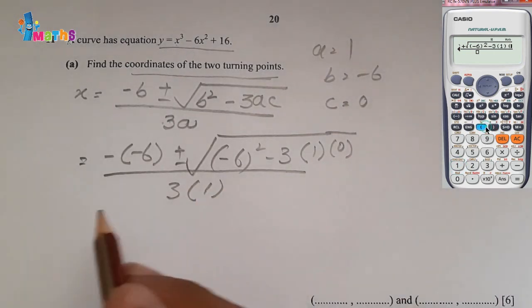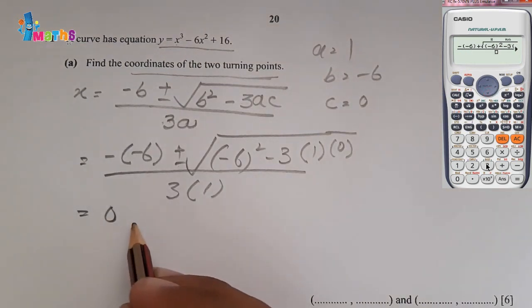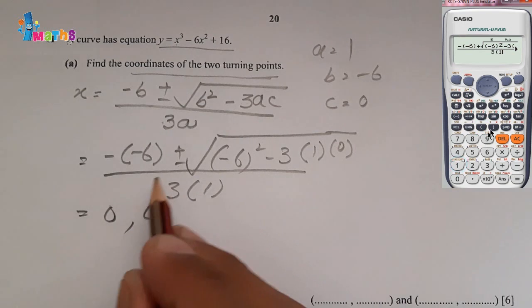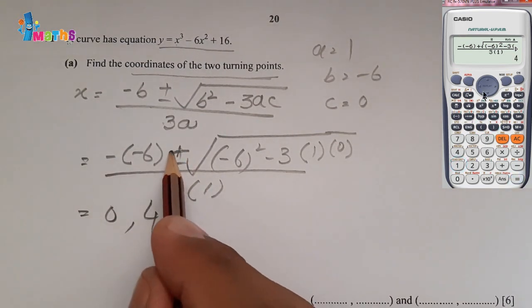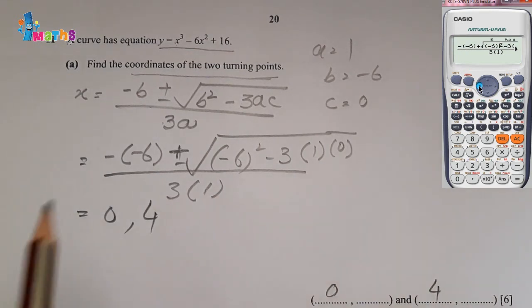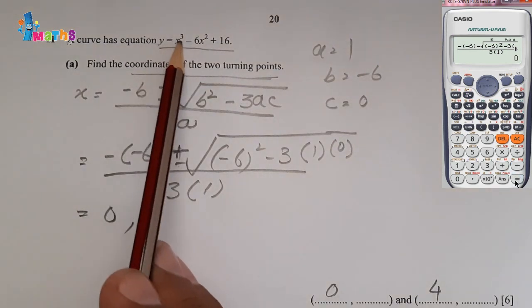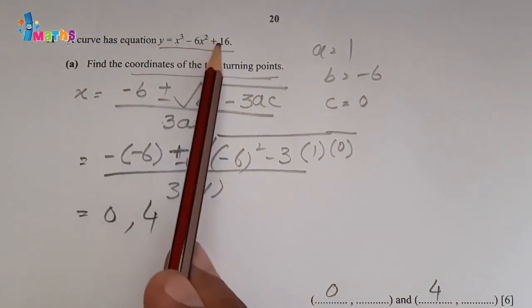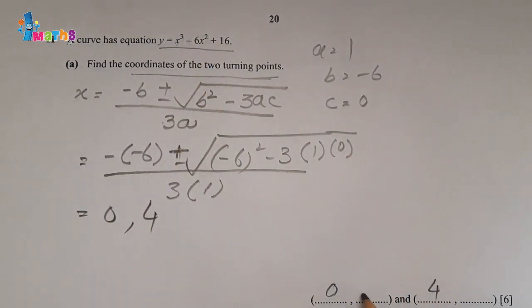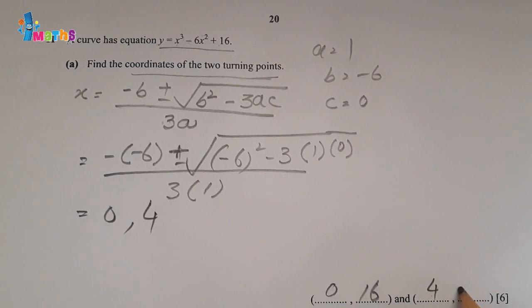If we solve this one, we will get 0 and 4. We'll get two values, one for plus and the other one for minus. So these two values we will get, and it means the x values are 0 and 4. Now we can replace these values in this one. If we replace 0, this will be 0, this will be 0, so y will be equal to plus 16. So in case of 0, it will be 16. If we replace 4 in this equation, we will get minus 16.